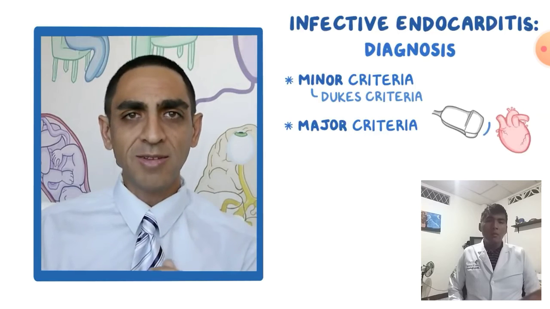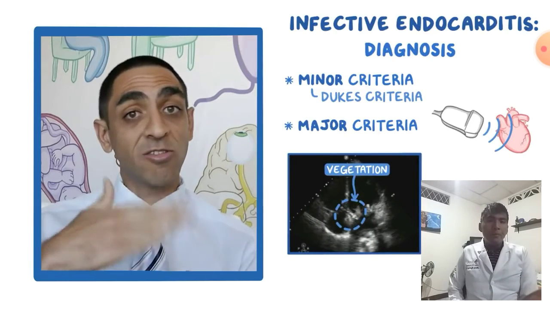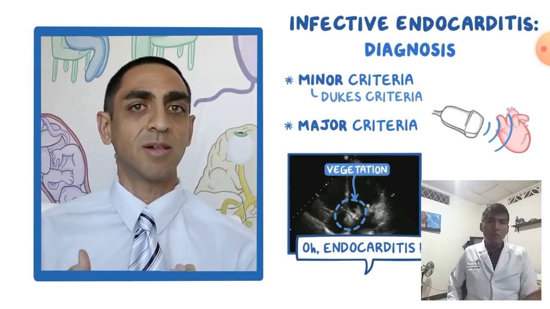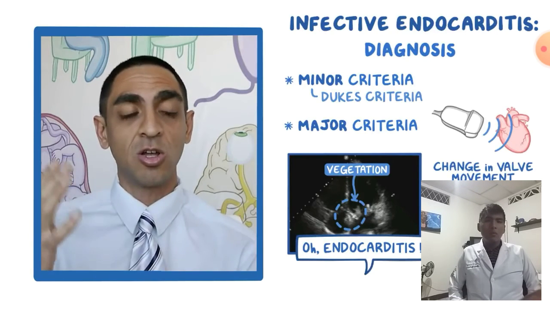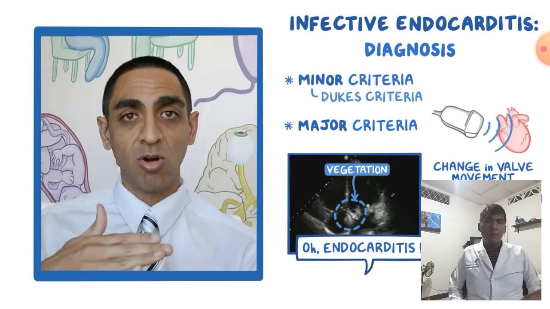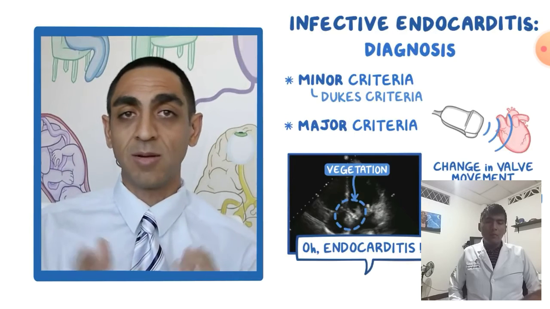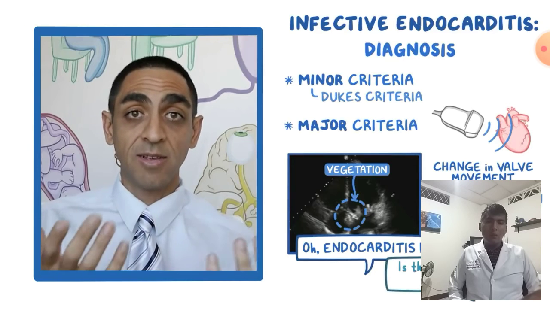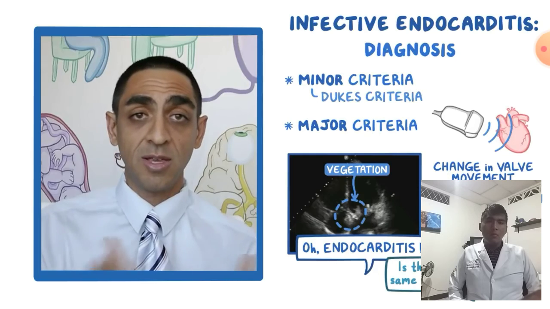The other one is the echo, and the echo is actually the interesting one from my perspective, because I always thought it would be a vegetation on the valve that you're looking at, and that would be endocarditis. Oftentimes it's something much more subtle, like a change in the way that the valve moves. Maybe there's a new regurgitation, or sometimes it's literally just that the way it's moving is a little bit more stiff, or it's not moving as flexibly as it was on a prior echo. And sometimes people have prior echoes if they've had cardiac surgery, so you can compare and contrast and say, hey, is this valve looking the same as the previous one? So those are the two keys that you want to look at.